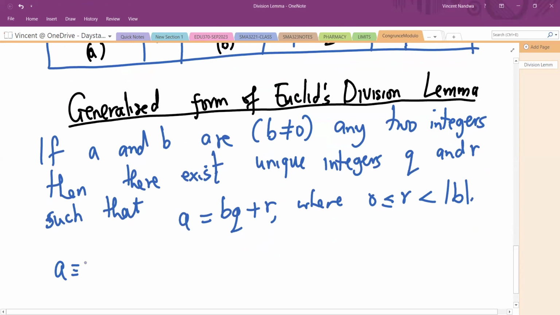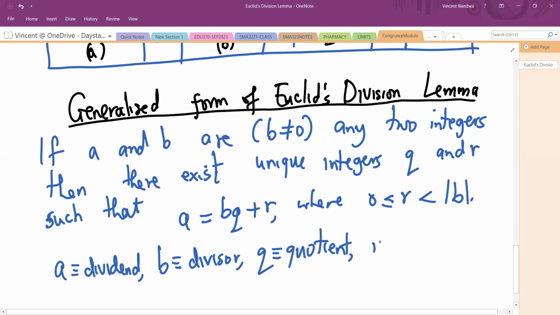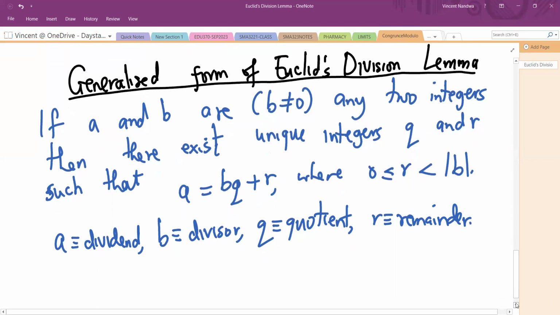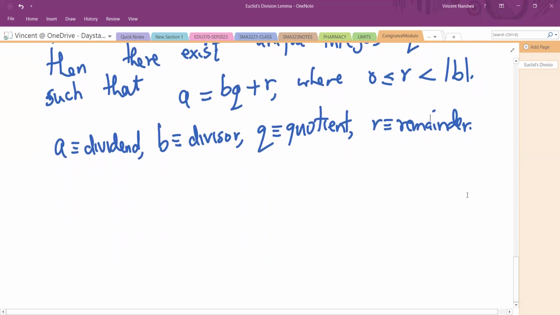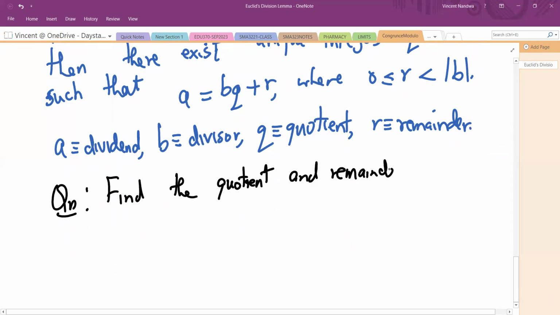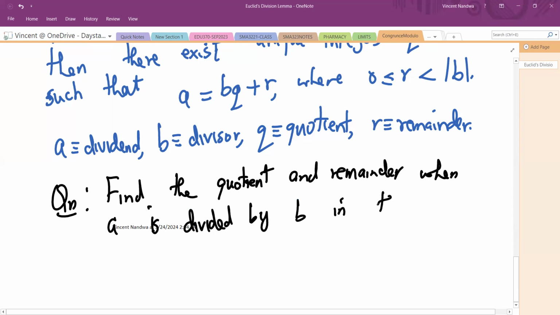So A, in this context, is still the dividend. B is the divisor. Q is the quotient. And R is the remainder. So we can do some examples to illustrate how the generalized Euclid's division lemma works. In the form of a question, find the quotient and remainder when A is divided by B in the following cases.